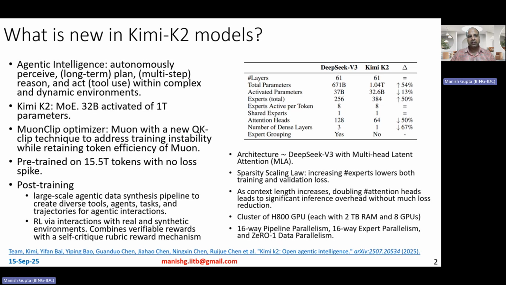Well, they are large language models for agentic intelligence. When I say agentic intelligence, an agent is basically something that can autonomously perceive, do planning, do reasoning, and take actions within complex and dynamic environments. In terms of planning, it can do long-term planning. In terms of reasoning, it can do multi-step reasoning. And in terms of actions, it can do tool use.